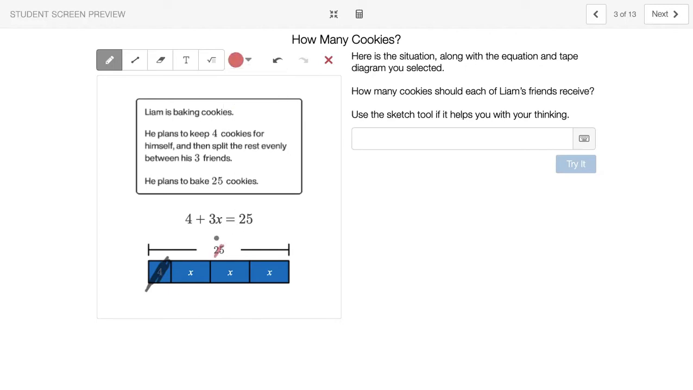Because I know that if Liam is going to keep his 4, then I have to take 4 away from the 25, which would leave me 21. So I know that each of the friends is going to get a third of 21 since they're all getting equal parts. So this would be 7, 7, and 7. So what would my answer be? Each friend is going to get 7 cookies. And it works.